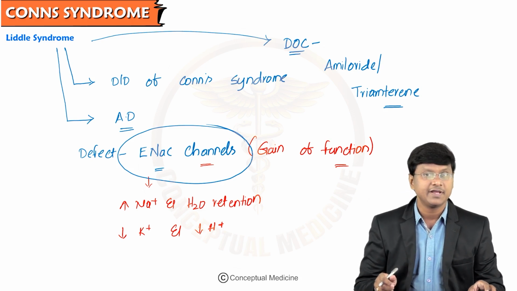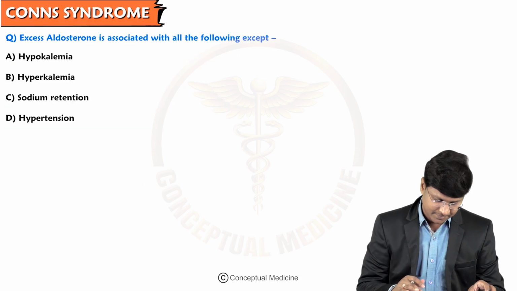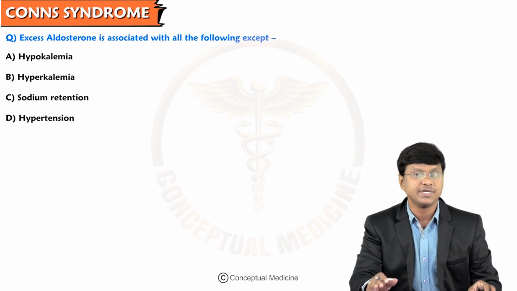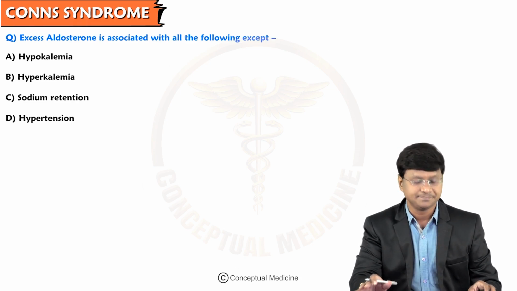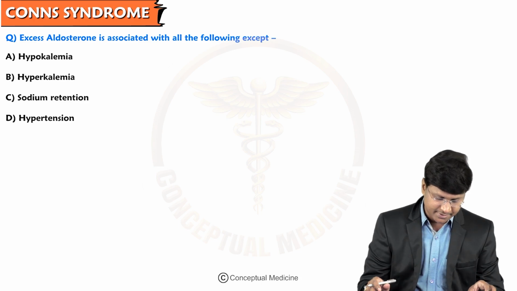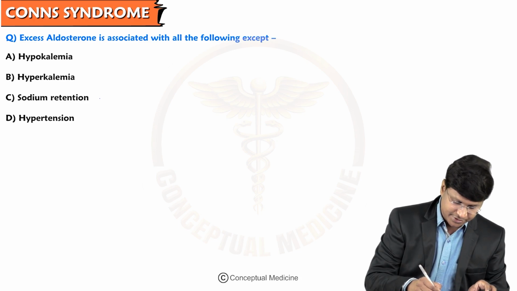Now, after having discussed this, let me explain the investigations. You see another question. Excess aldosterone is associated with all of the following except: hyperkalemia, hypokalemia, sodium retention, hypertension. Sodium retention will be there.